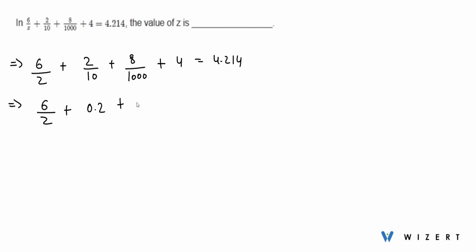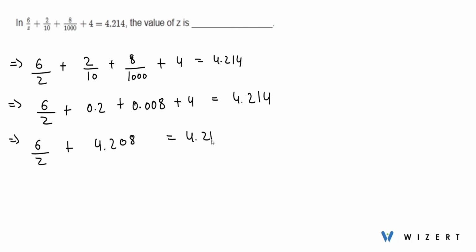Similarly, 8 upon 1000 can be written in decimal form as 0.008, and then we have plus 4, which is equal to 4.214. Okay, so 6 upon z plus 4 plus 0.2 will become 4.2, and 4.2 plus 0.008 will give us 4.208, which equals 4.214.